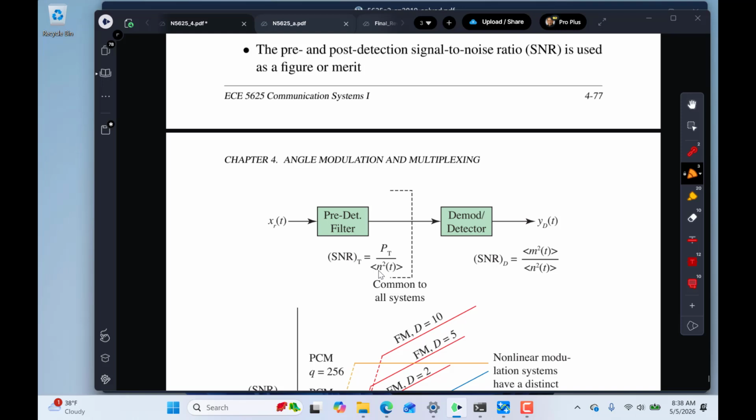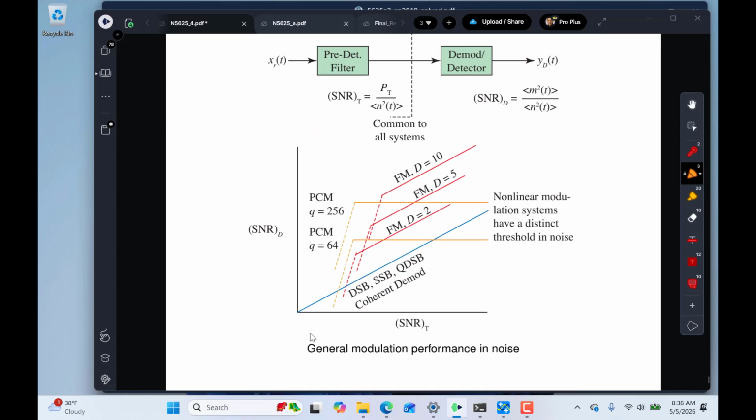So PT over this average of n squared, this is what's called the pre-detection signal to noise ratio. How much signal to noise ratio do we have on our received signal before we demodulate it? So that's the lower axis here. And this curve then is called the general modulation performance in noise for a few different types of modulation that have been covered in Chapter 3 and Chapter 4.